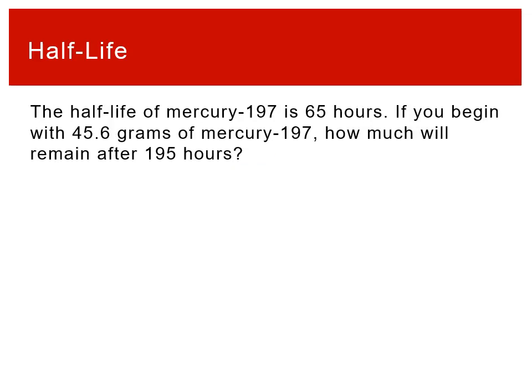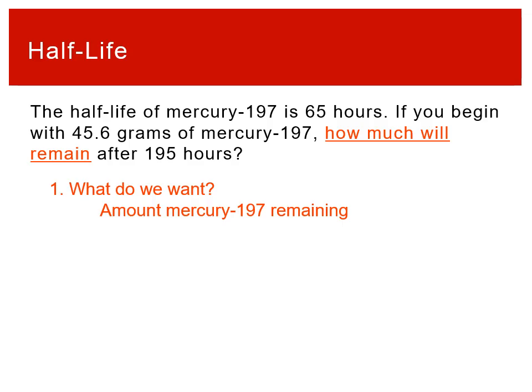Okay, so let's see it in use. The half-life of mercury-197 is 65 hours. If you begin with 45.6 grams of mercury-197, how much will remain after 195 hours? Okay. So when we're solving a problem, we always want to start by thinking, what do we want? How much will remain? That we're talking about an amount of mercury-197 remaining.